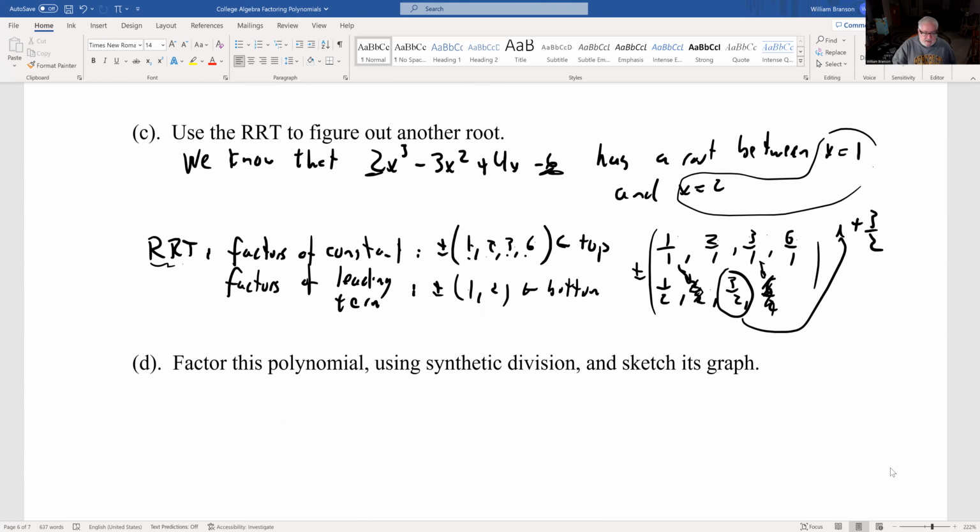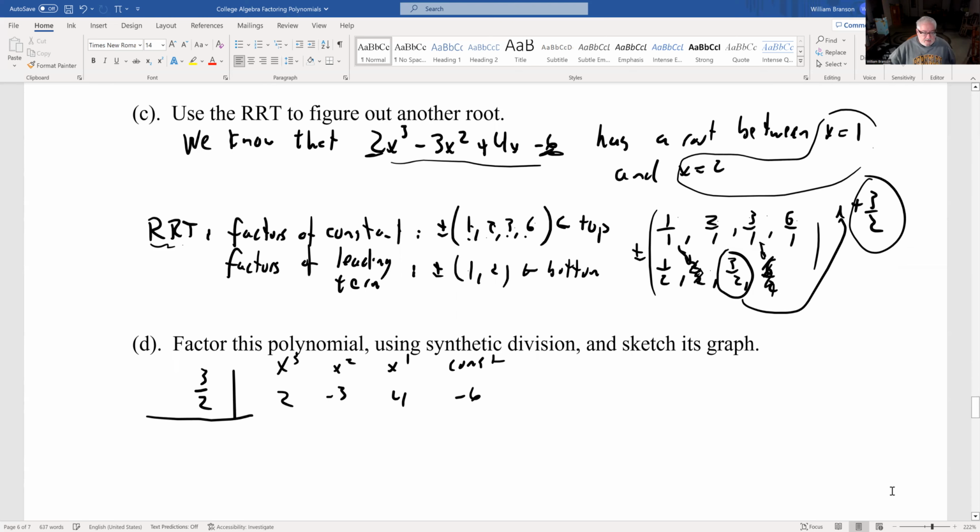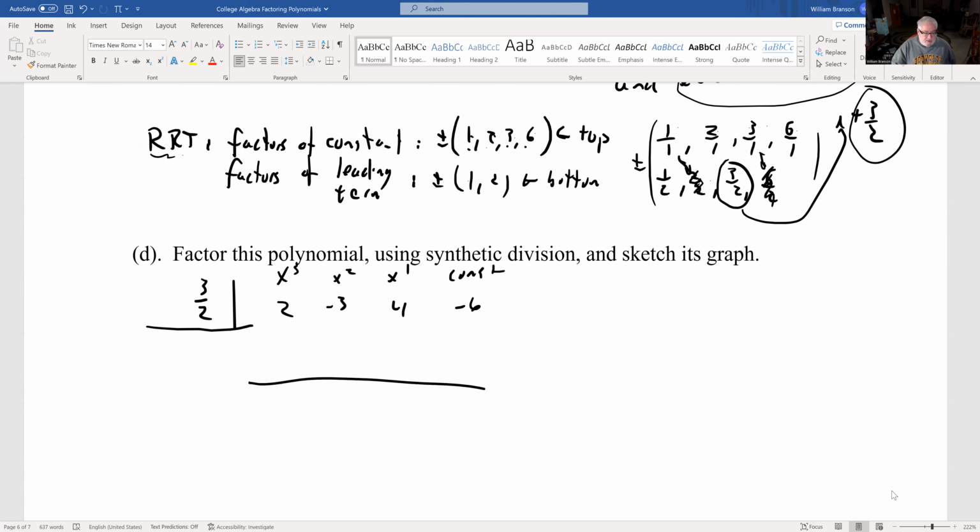So we want to see if we can get this root out of there. So 3 halves is my root that I'm looking for. My x cubed, x squared, x to the first, constant: 2, minus 3, 4, minus 6. And then we'll do the division, and down at the bottom, I've got an x squared, an x to the first, a constant, and a remainder. And again, I'm hoping that my remainder turns out to be 0, because I want this to be a root.